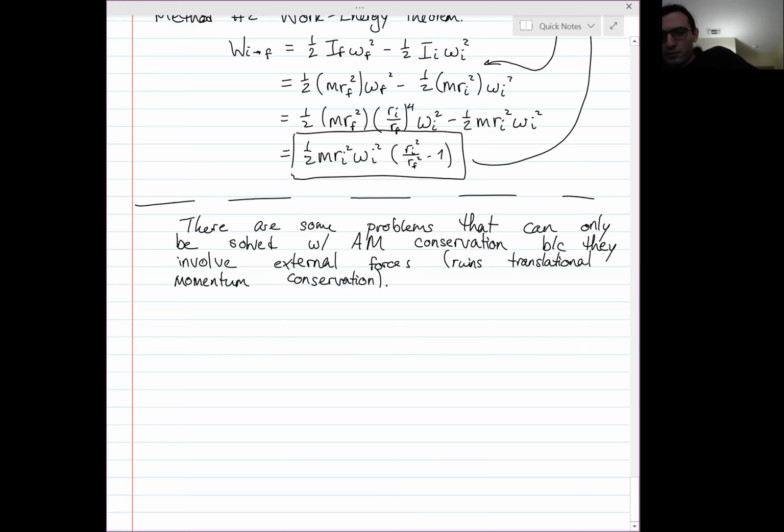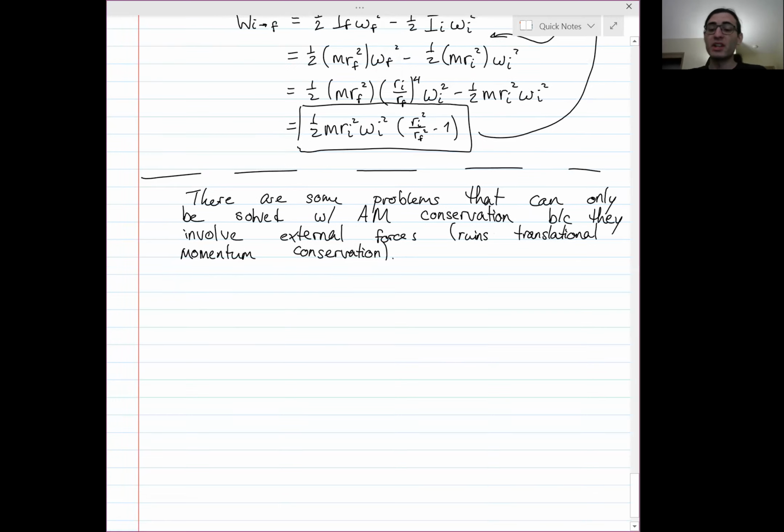So I say that there's a caveat to this statement, that some problems can only be solved with angular momentum conservation. Of course, that's not true. You can solve a problem however you want, and in general, you can actually solve literally any problem that we've covered in this class using Newton's second law and just analyzing the forces on each individual point mass. But what we're saying is there are some problems that can only be solved using the sort of conservation tools that require angular momentum conservation, and you can't just get away with translational momentum conservation. So let me give an example of such a problem.